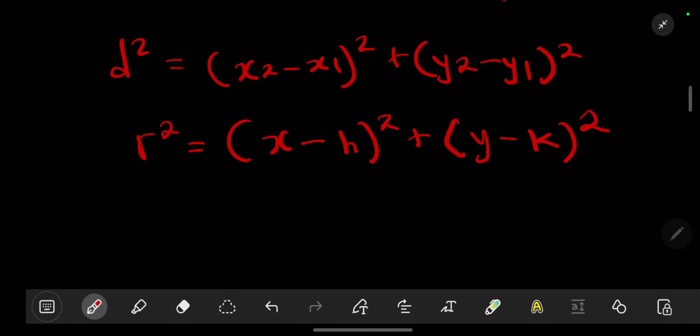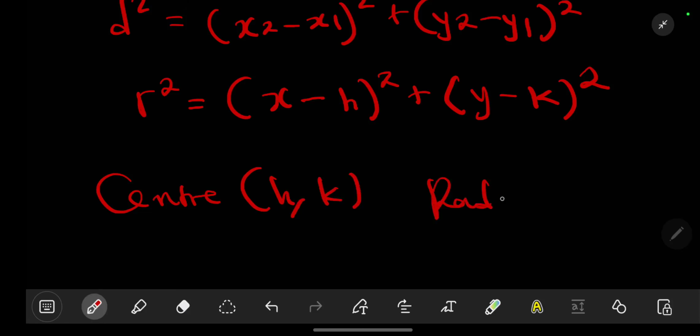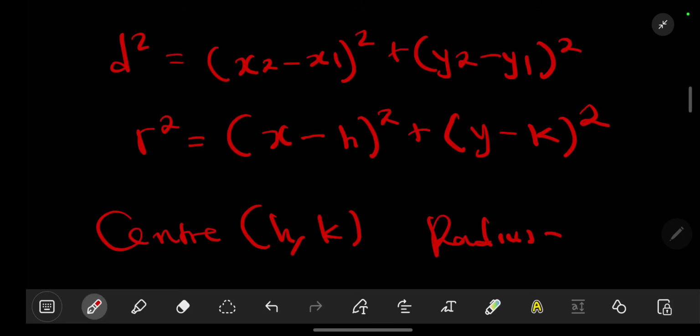This is the radius, which should be squared. Then the center coordinates are h comma k, and the radius is equal to r.